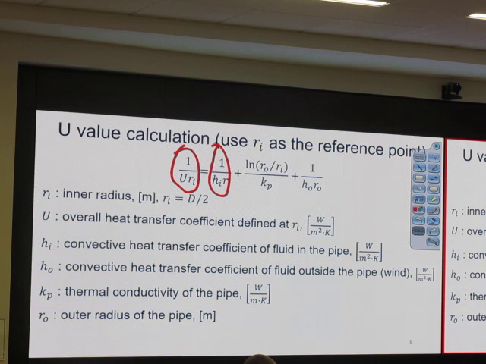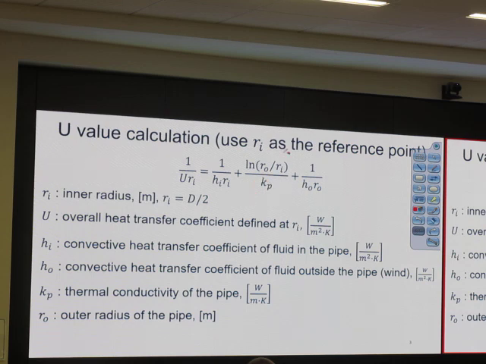Alright, so this is the overall heat transfer coefficient. It accounts for heat transfer from oil to the inner wall, from the inner wall to the outer wall through conduction, and from the outer wall to the environment through another convection. If we have very good conduction, meaning thermal conductivity is very high, for example copper, which has a thermal conductivity of about 400 watt per meter per Kelvin, let's say K pipe becomes infinity.